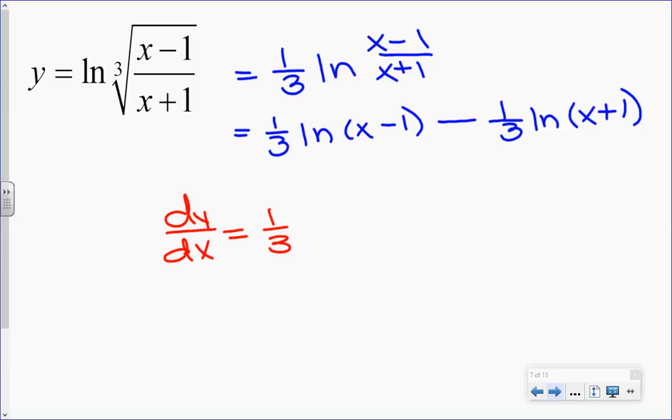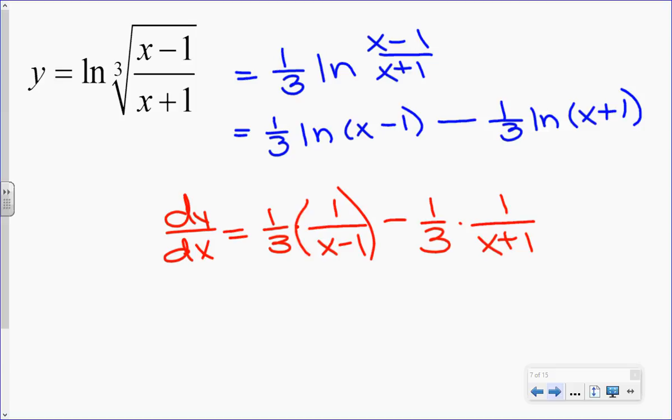1/3 stays along for the ride. The derivative of the natural log of x minus 1 is 1 over x minus 1. Times 1. We won't write that. Okay? Minus 1/3 stays along for the ride. The derivative of the natural log of x plus 1 is 1 over x plus 1. So I might write it like this. Okay, that looks better. Yes?